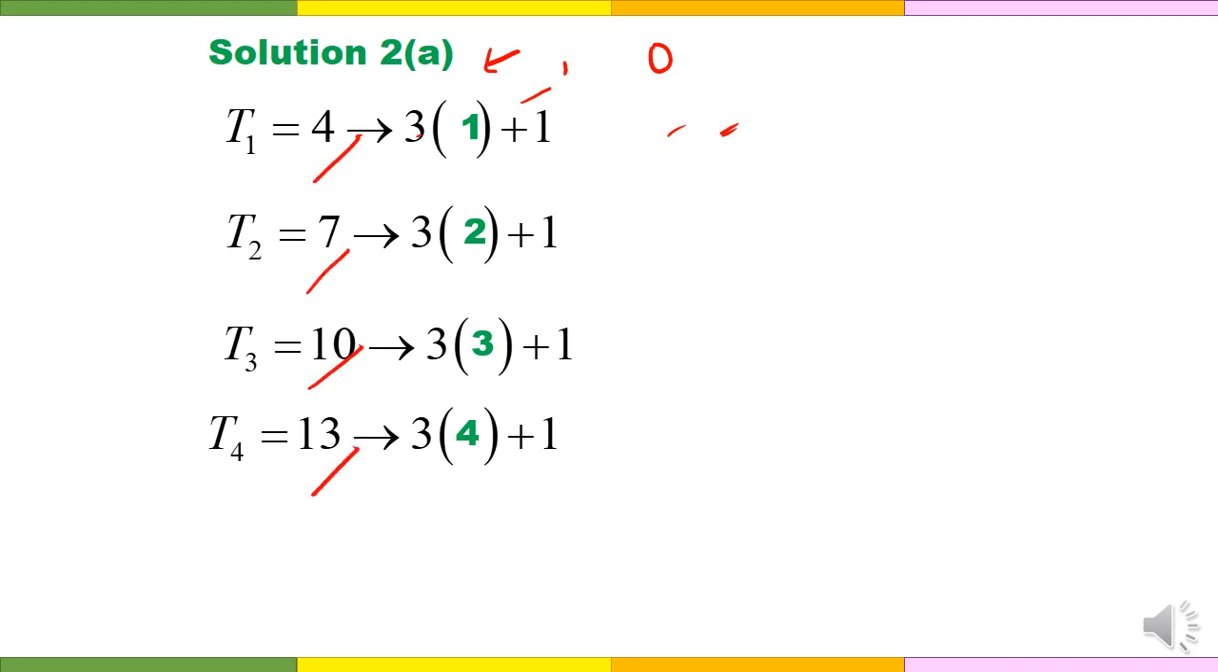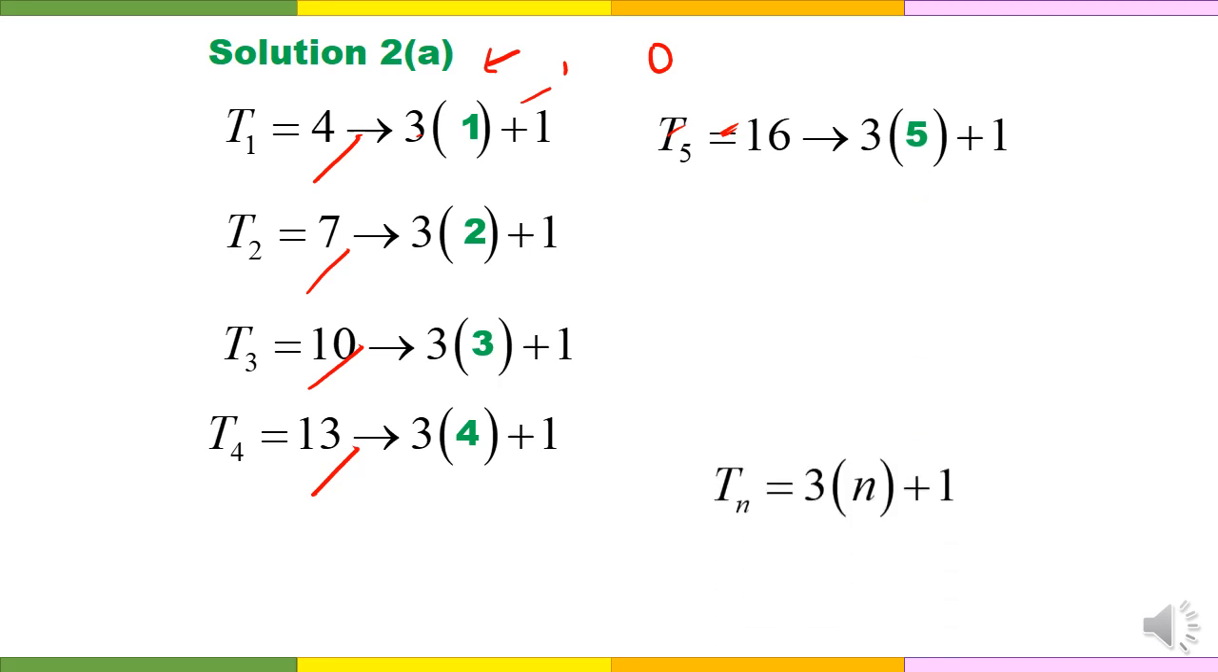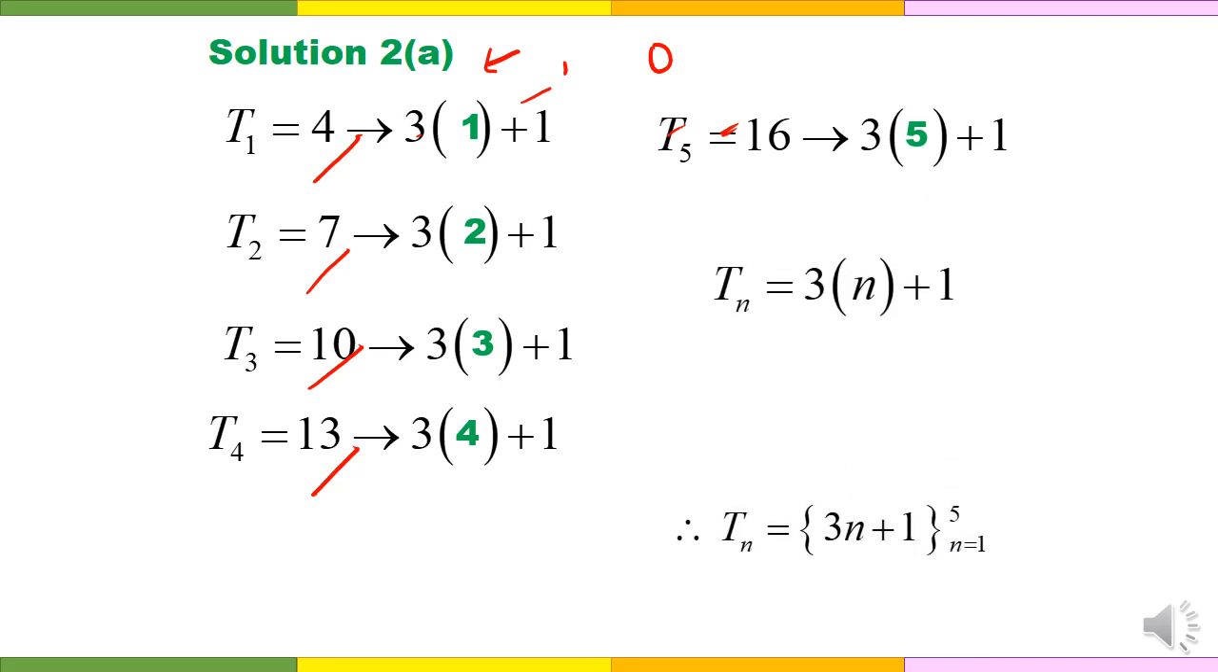So we can choose this as the general form. So what is Tn? We can write down our Tn as 3n plus 1. So this Tn is 3n plus 1, where n is starting from 1 to 5. Okay, so let's do question B.